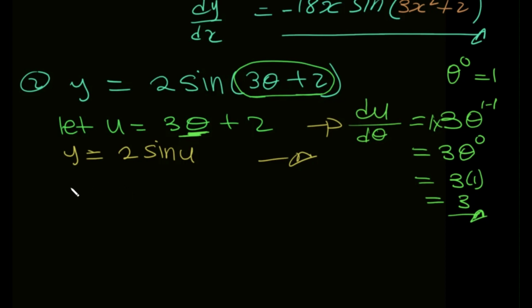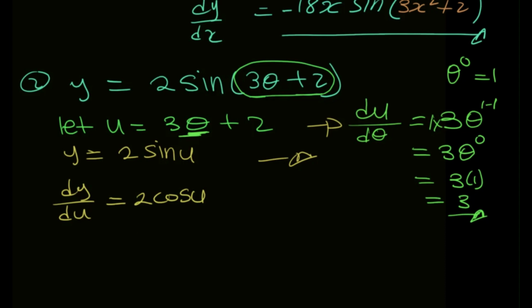And what about this one? This one becomes dy du, which becomes 2. The derivative of sine is cos. So 2 multiplied by cos u.